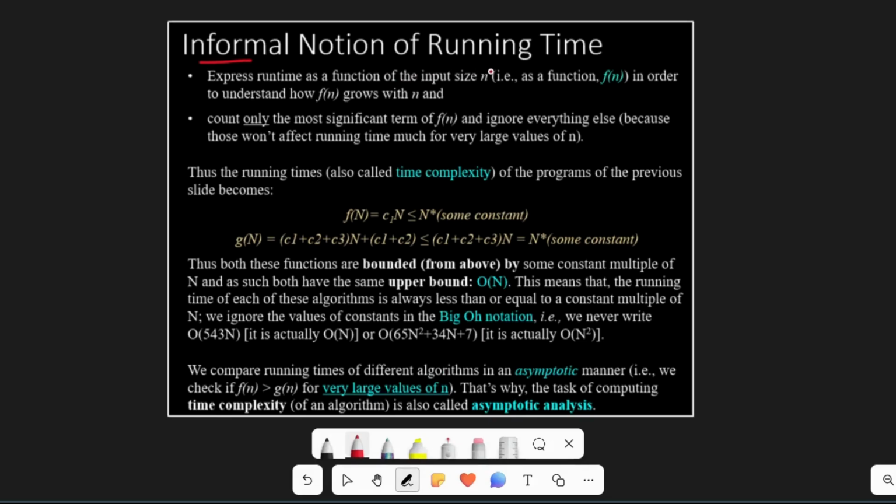Informal notation of running time means runtime. Express runtime as a function of input size n. You can also call it function of n, in order to understand how f(n) grows with n, and count only the most significant term of f(n) and ignore everything else, because those will not affect runtime for very large values of n. This is the running time, also called time complexity, of the program.